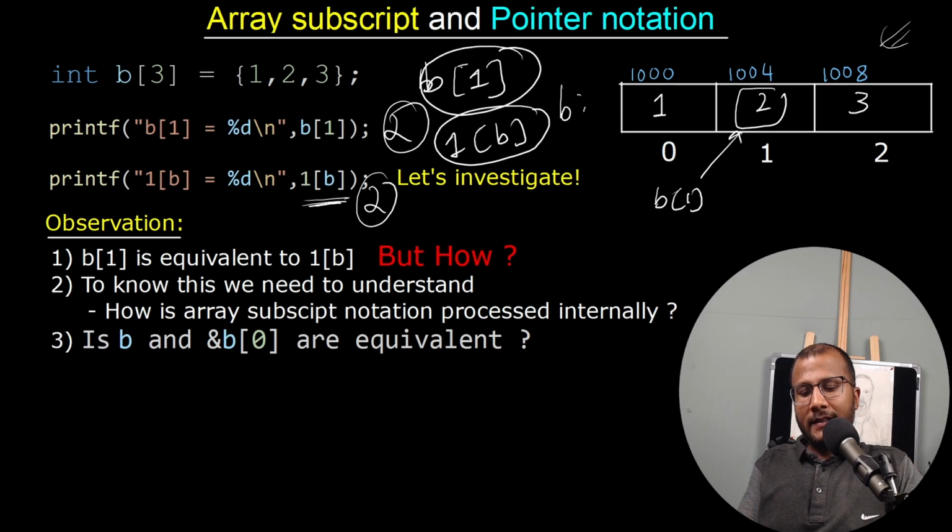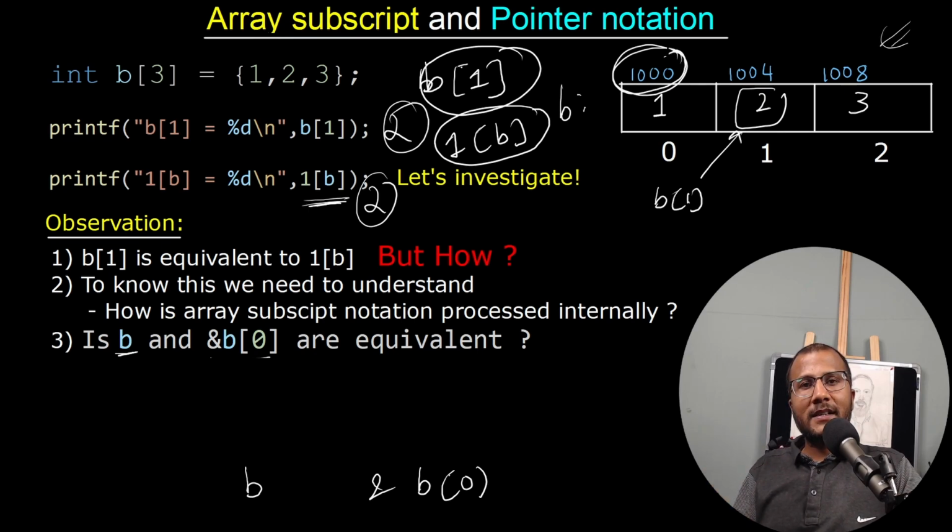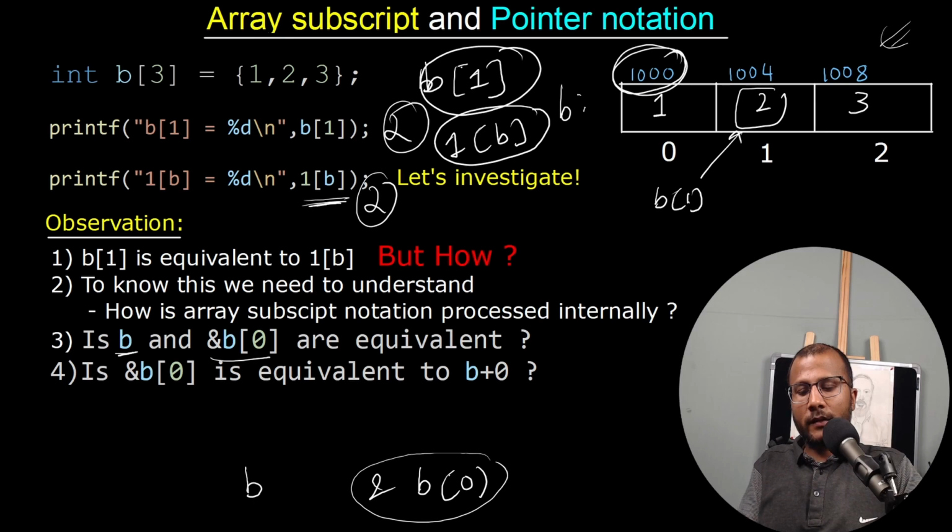You know what is b, right? Can I say that b and &b[0] are equivalent? b is the starting address, in this case 1000. &b[0] is the address of the first element, which is still 1000, right? So I can say that &b[0] and b are equivalent. Now the next question is, if &b[0] and b are equivalent, can I say that &b[0] is equivalent to b plus 0? Because b plus 0 is b, right? So I can say that &b[0], that is the address of the first element 1000, is equal to 1000 plus 0, which is still 1000.